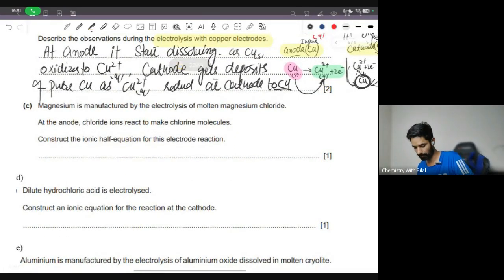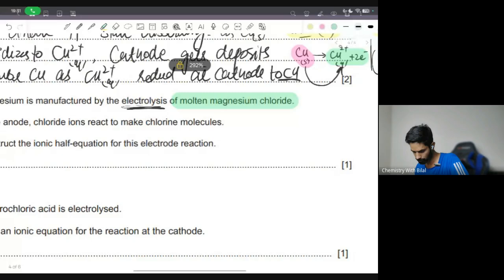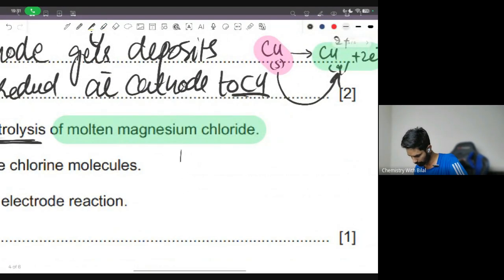Magnesium is manufactured by the electrolysis of molten magnesium chloride. Now, if it is molten magnesium chloride, what ions do we have? Look, magnesium chloride is MgCl2. How do I know? Magnesium is +2 because it is in group 2 of the periodic table, and Cl is in group 7, so it is 1-.